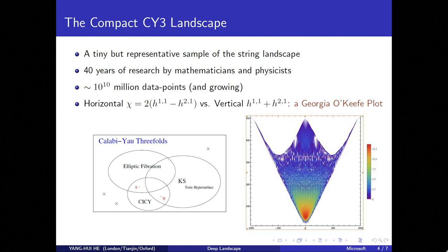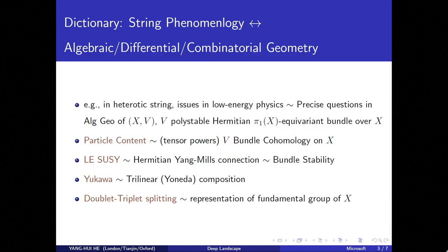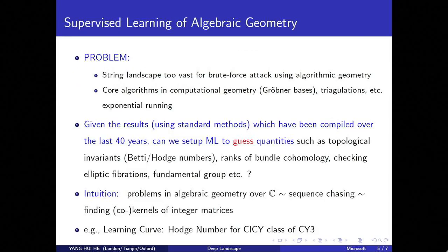In principle, as we encountered in the previous talk, this is now a very well defined set of problems in classical algebraic geometry. You could run your favorite SAGE program or Macaulay2 program and try to compute these things, typically things like computing bundle cohomology over Calabi-Yau. The problem is, one, even this Calabi-Yau threefold landscape is far too large for this brute force attack. And secondly, which is the biggest hurdle in computational algebraic geometry, the core algorithms, for instance Gröbner basis computations and triangulations, are all exponential running.